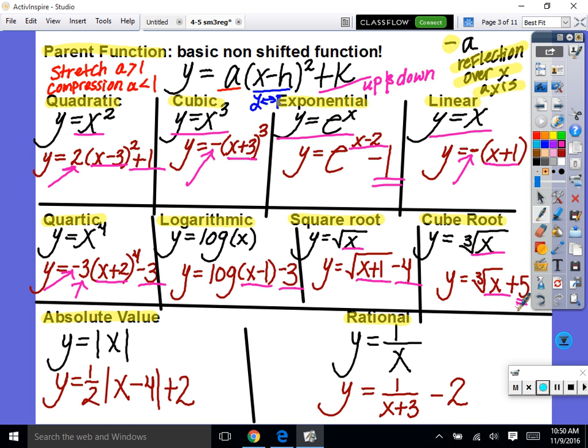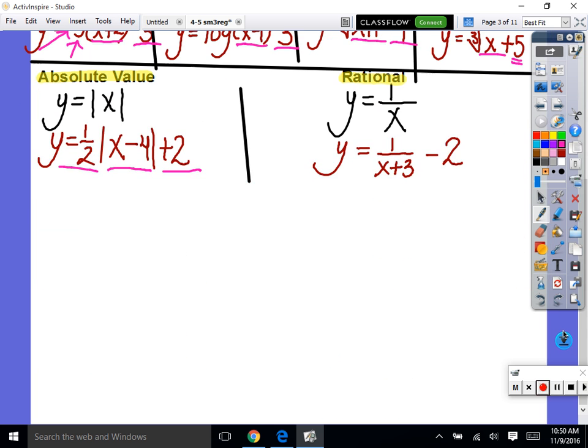Okay, we're almost done. Absolute values you should have learned in previous years of math. So an absolute value function looks like this. Y is equal to the absolute value of x. That's the parent function. So this would be a right 4, up 2, and a good, a compression of a half. Very good. Now this is what we're graphing today.